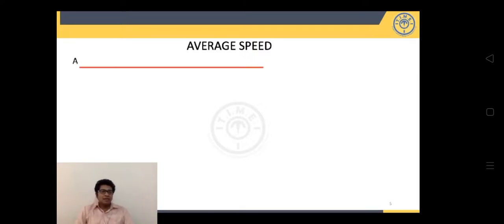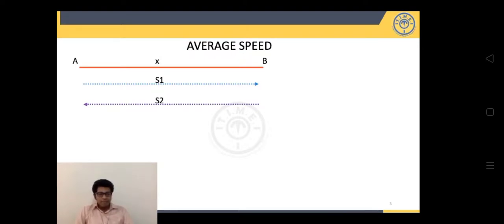Let's take an example. Let's take a distance AB, and let's say the distance is x kilometers. A person is traveling from A to B at a speed s1 and returning from B to A at another speed s2. What is the average speed for the entire duration? As we all know, average speed is total distance divided by total time.